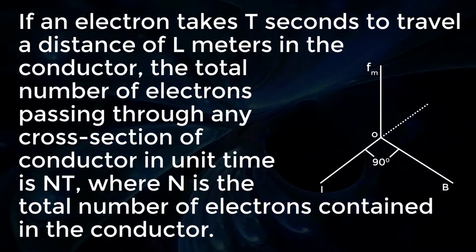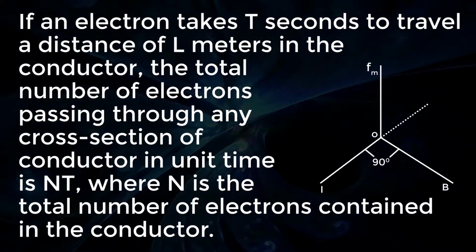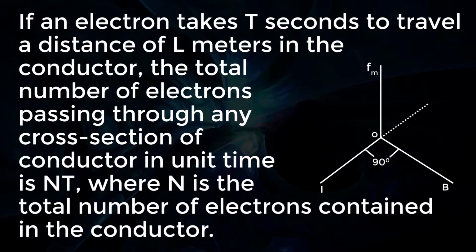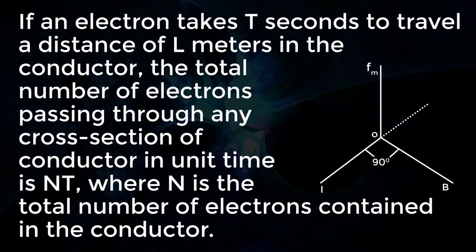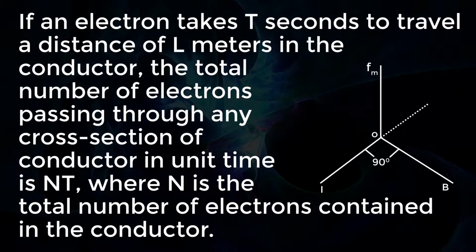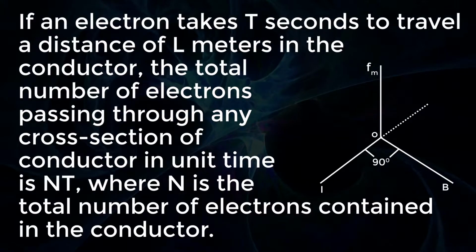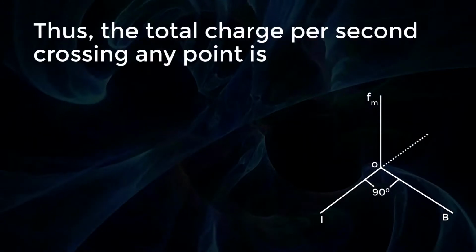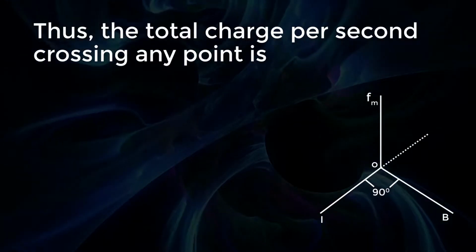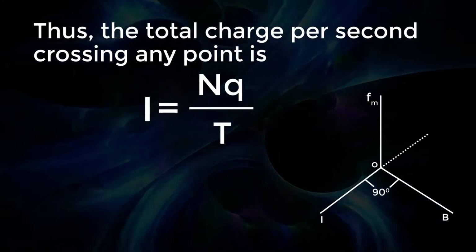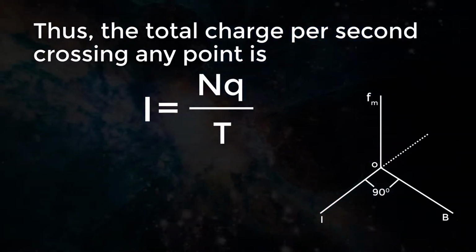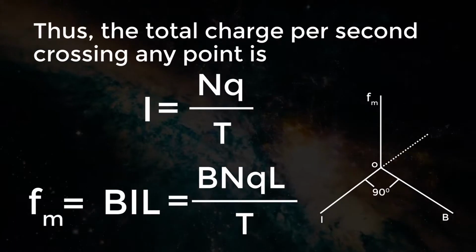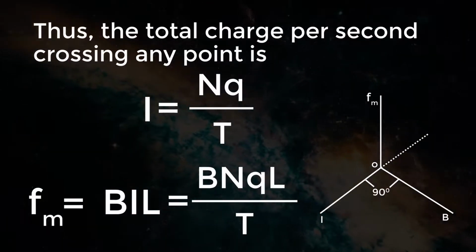If an electron takes t seconds to travel a distance of L meters in the conductor, the total number of electrons passing through any cross-section of the conductor in unit time is n/t, where n is the total number of electrons contained in the conductor. Thus, the total charge per second crossing any point is I = nq/t. Fm = BIL = BnqL/t.